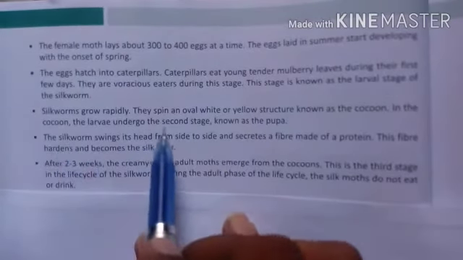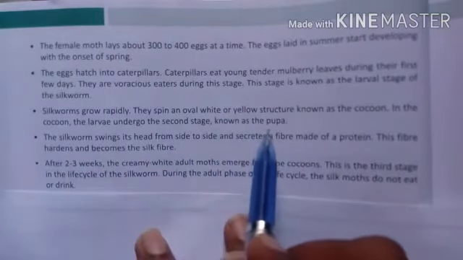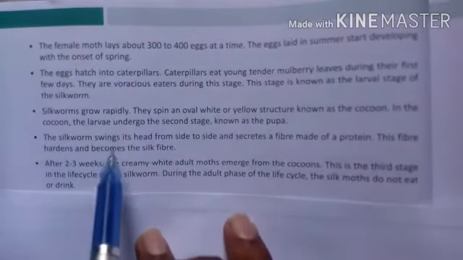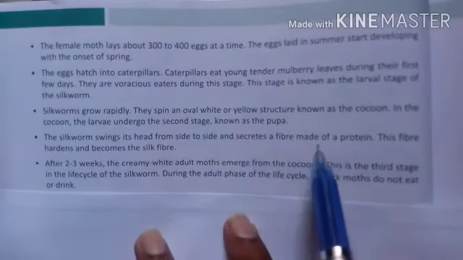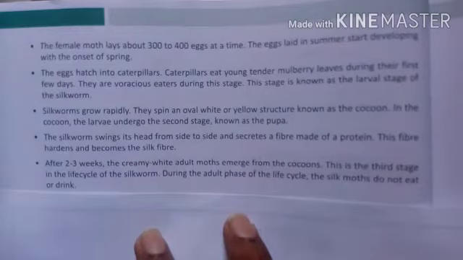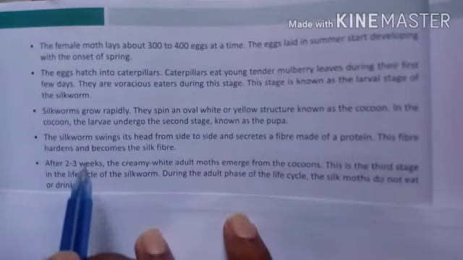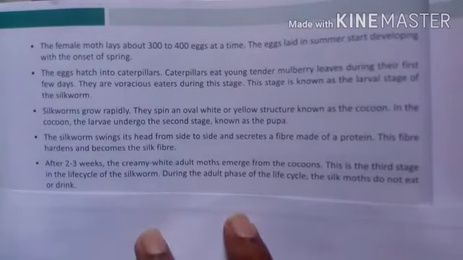The larva undergoes the second stage known as pupa. The silkworm swings its head from side to side and secretes a fiber made up of protein, and this saliva is made up of protein. This fiber hardens and becomes the silk fiber, and on contact with air, the cocoon hardens.